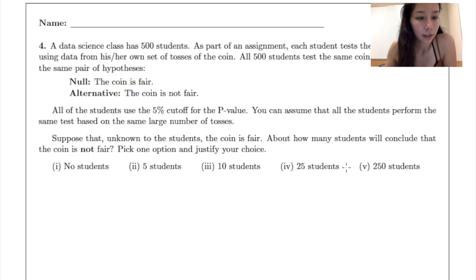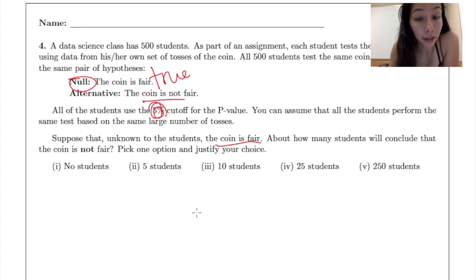Moving on to number 4. In this question, it says, a data science class has 500 students. As part of an assignment, each student tests the fairness of a coin using data from his or her own set of tosses of the coin. All 500 students test the same coin, and they all test the same pair of hypotheses. So the null hypothesis says the coin is fair, alternative says the coin is not fair. All the students use the same 5% cutoff of the p-value. You can assume that all the students perform the same test on the large number of tosses. Okay, so unknown to the students, the coin is fair, which means that the null hypothesis is true.